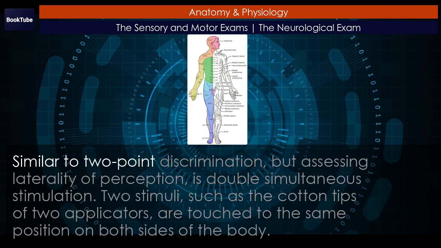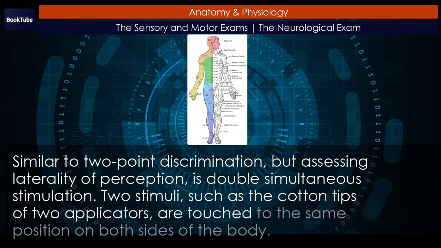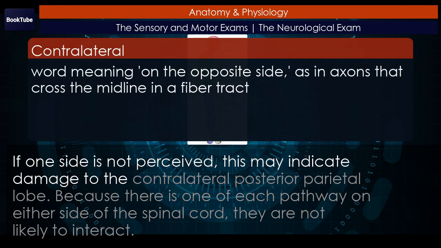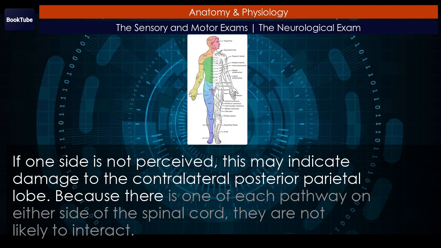Similar to 2-point discrimination, but assessing laterality of perception, is double simultaneous stimulation. 2 stimuli, such as the cotton tips of 2 applicators, are touched to the same position on both sides of the body. If one side is not perceived, this may indicate damage to the contralateral posterior parietal lobe, because there is one of each pathway on either side of the spinal cord.